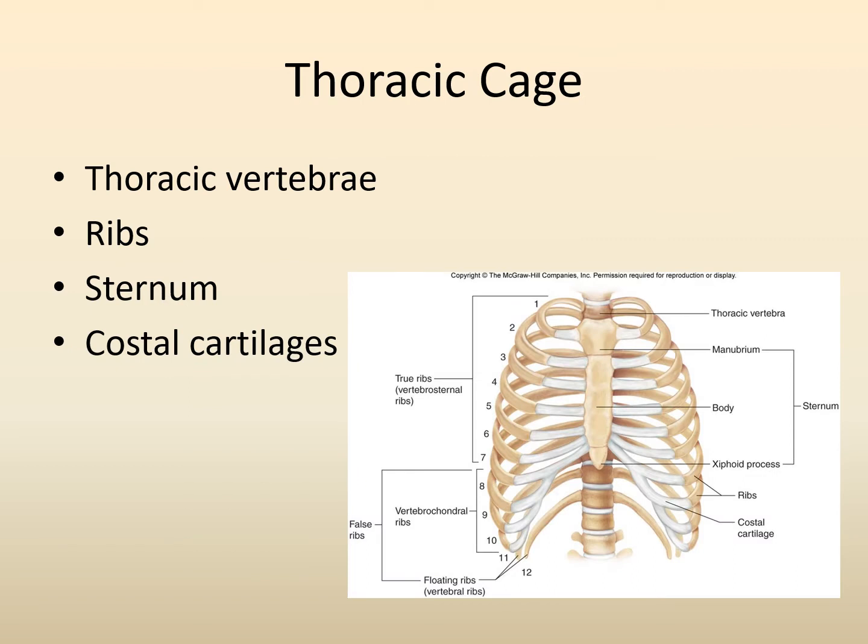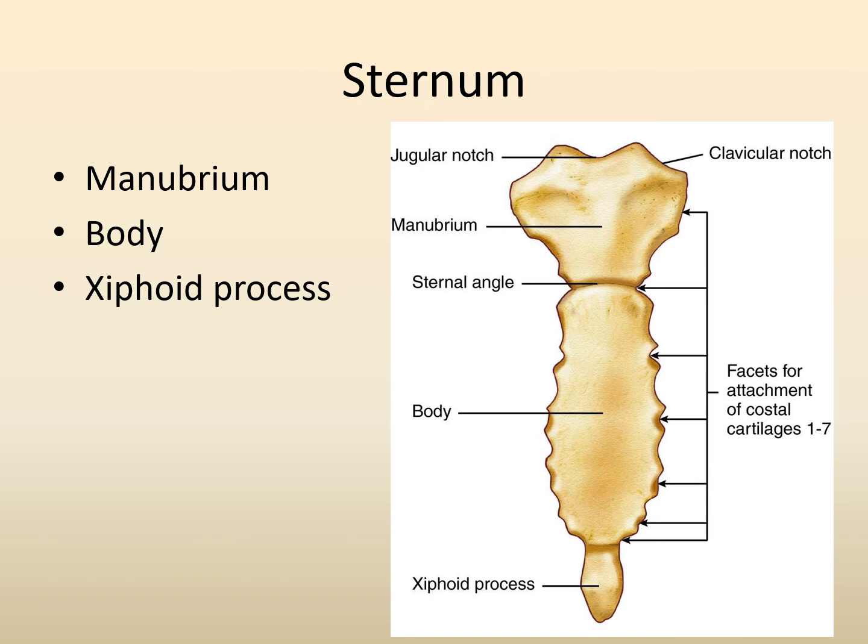The thoracic cage is composed of your thoracic vertebrae, your ribs, your sternum, and then the costal cartilages that attach the ribs in the front to the sternum itself. The sternum is divided into 3 different parts. You have the manubrium, the body, and the xiphoid process. The body is where you want your hands positioned if you're doing CPR.